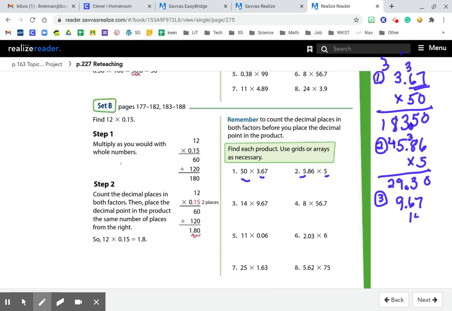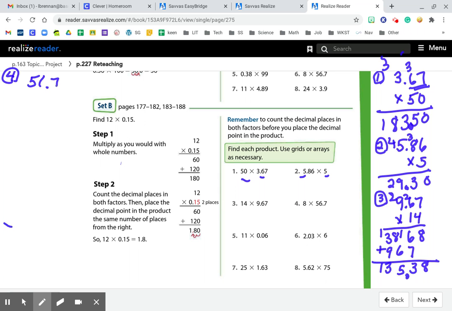9.67 times 14. 7 times 4 is 28. 6 times 4 is 24 plus 2, 26. 9 times 4 is 36 plus 2, 38. Now we're going to distribute the 1 times 7, 1 times 6, 1 times 9, add them together. Two digits in decimal place value in the problem, 2 in the answer, 135.38. Number 4, I'm running out of space here.